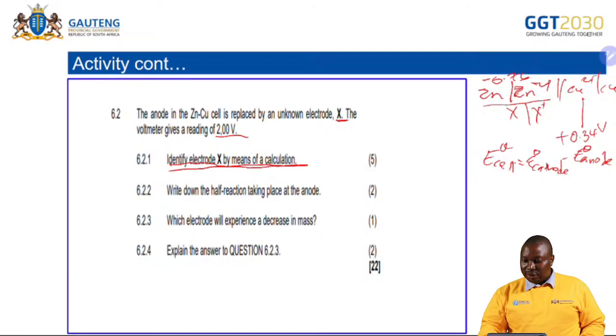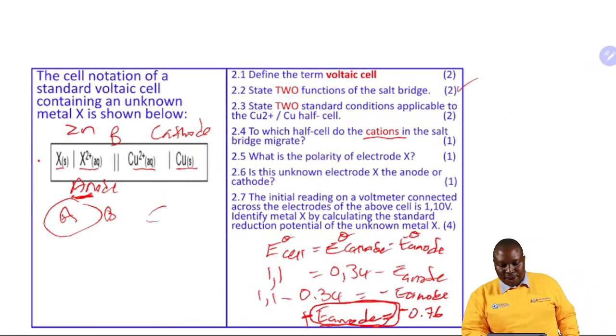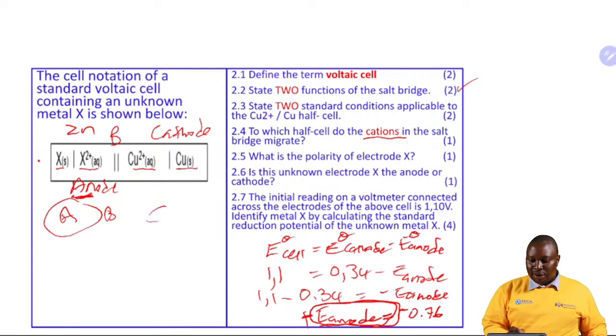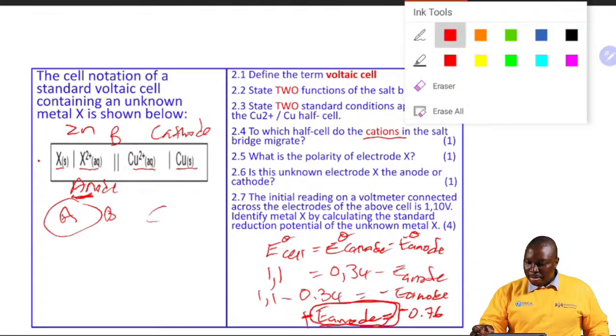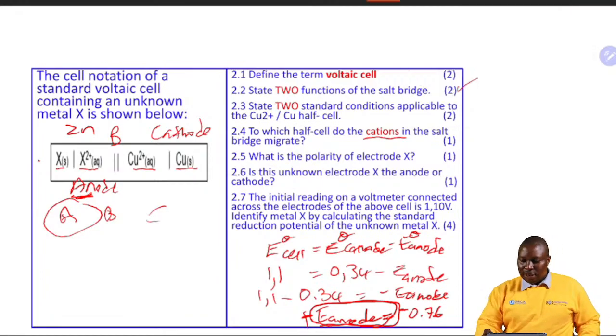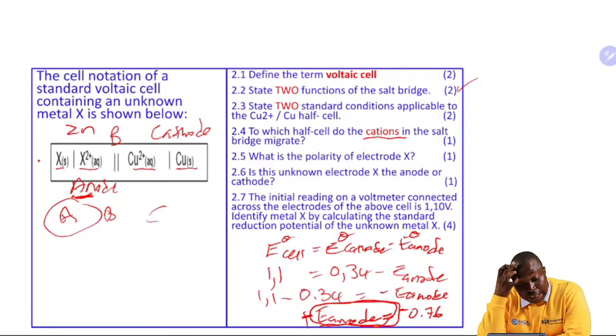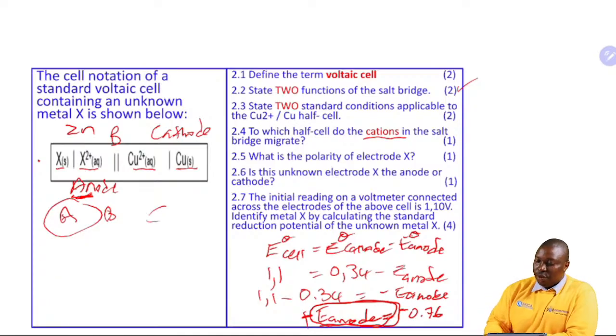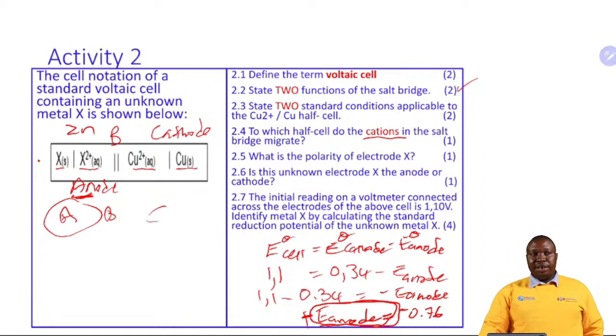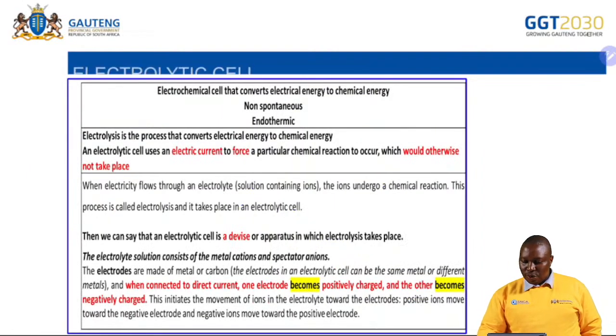So I hope that is going to be of help. On this question, we're able to calculate E of a cell, and they were able to identify that our E of a cell is our, yes, I was just fixing that. Then you were able to see that copper, zinc is our anode. So you are always able to identify the unknown when you have that.